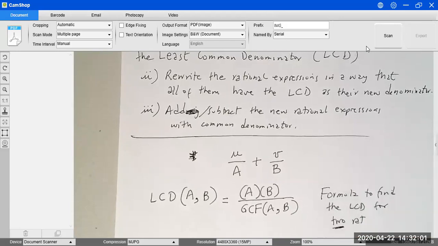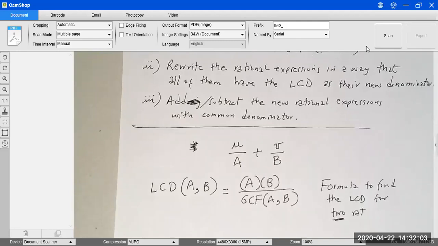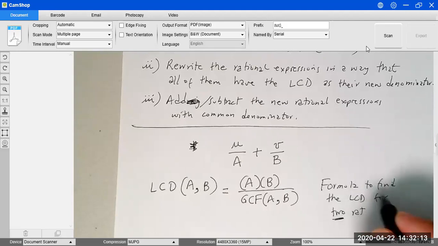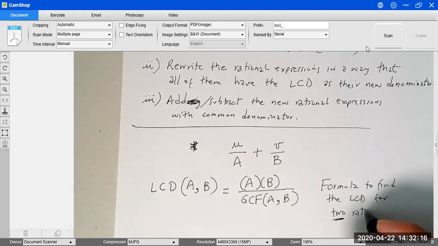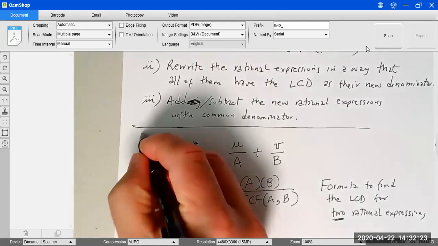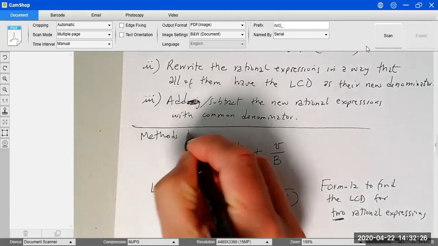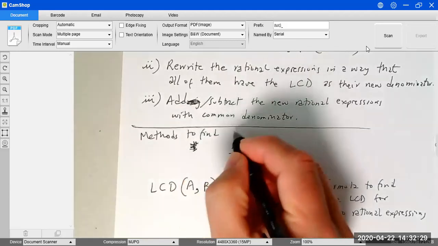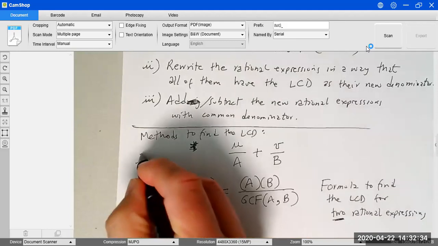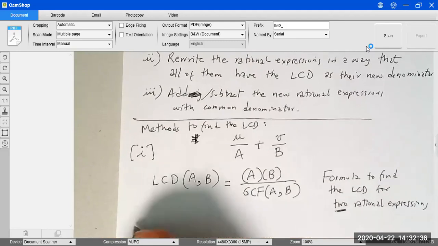This is important. If you have three or more, then you need to work in pairs. You get the least common denominator for two of them, then you continue adding one more at a time. So this is the formula to find the least common denominator for two rational expressions. So this is the first method, by using a formula.